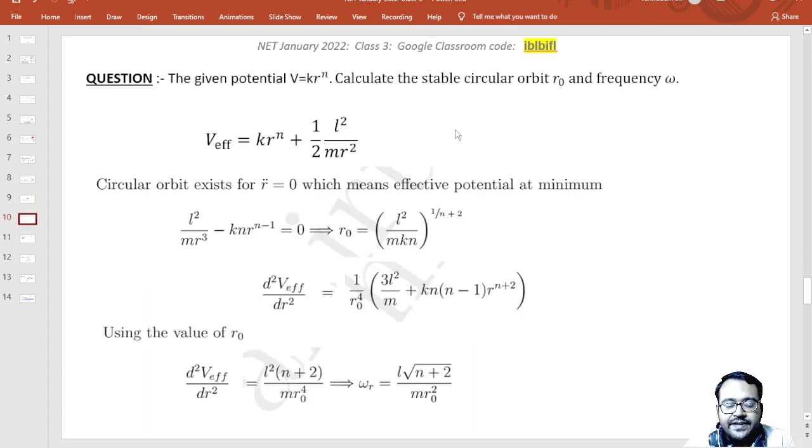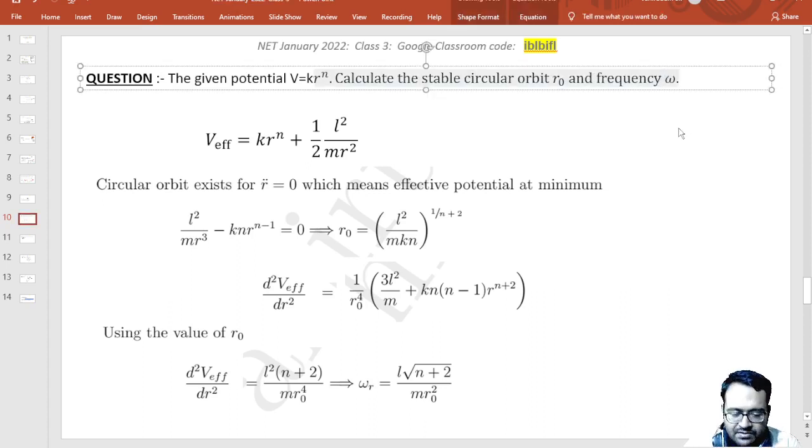Okay, example. Suppose they are given a very general potential, V equals K r to the power n. Many problems will fit into this. Then you are asked to calculate the stable circular orbit r0 and the frequency of small oscillation omega. So here it should be mentioned that it is the frequency of small oscillation. Otherwise, you might not get it.